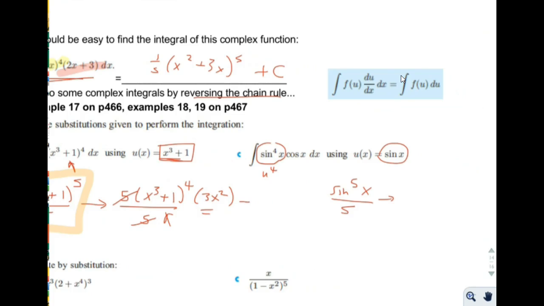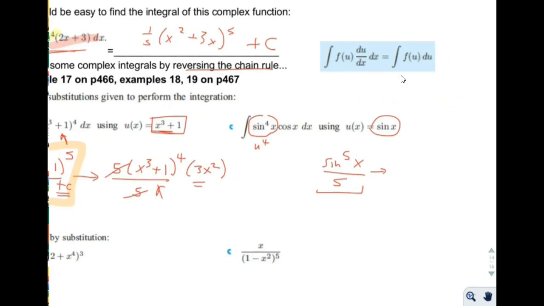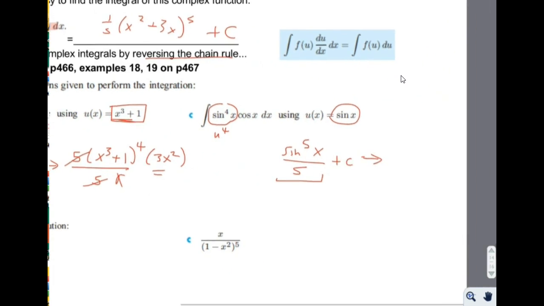Oh, by the way, I forgot to do plus c here, didn't I? Okay. So let's test to see if this is the integral. Oh, I'm sorry, it's not the plus c there. The plus c goes here, right? Sorry about that. So, for example, the plus c would go here also. Plus c. Okay, now let's try to take the derivative and see if it works.